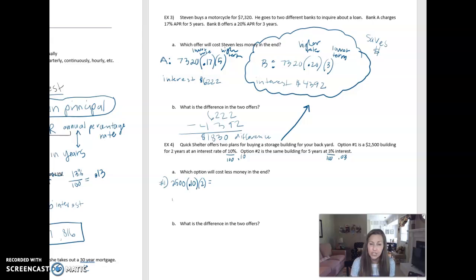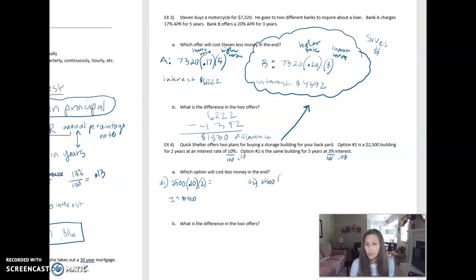Now let's see how much interest you're going to pay with option 1. Again, I'm calculating this in real time. $2,500 times 0.10, times 2, and you're going to pay $500 in interest. Okay, I could have done that in my head, sorry. Let's compare this to option number 2. You're still going to get that $2,500 building.